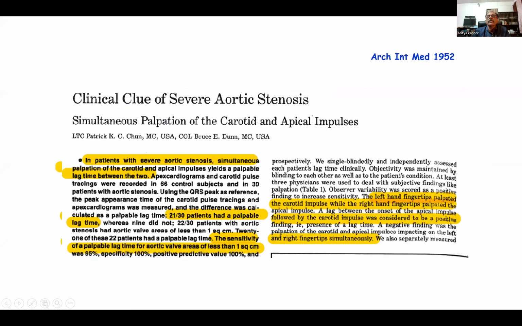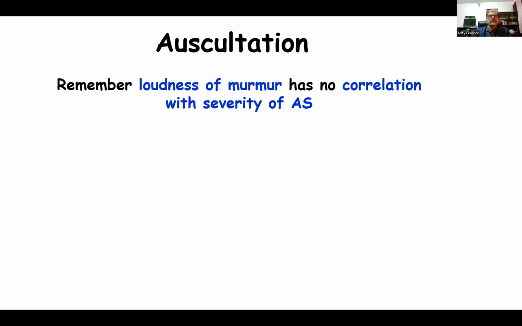So again, this important article, Archives of Internal Medicine 1952, these are the guys who first described the apicocarotid delay and said that it is nearly 100% specific with a positive predictive accuracy of 100% for severe aortic stenosis.